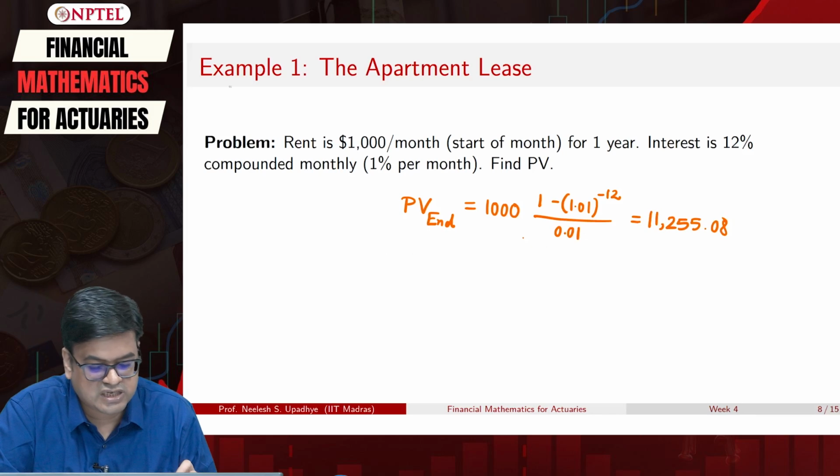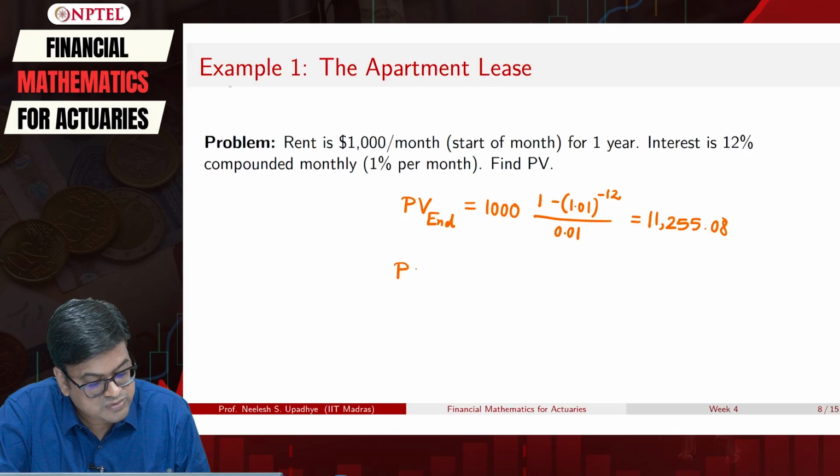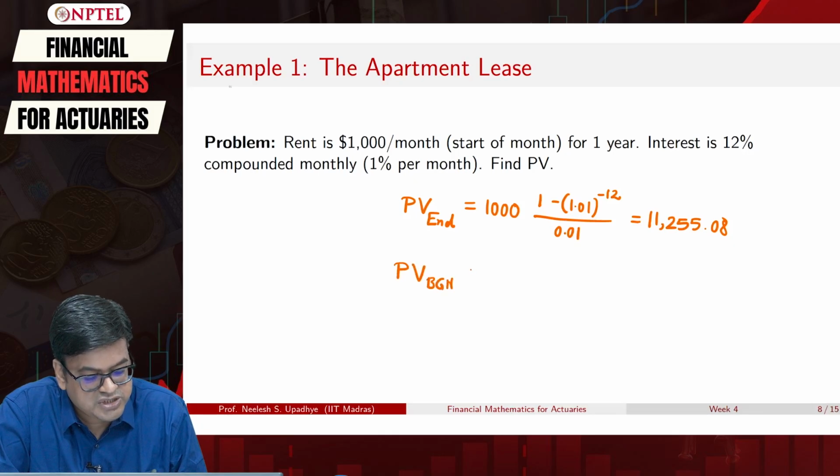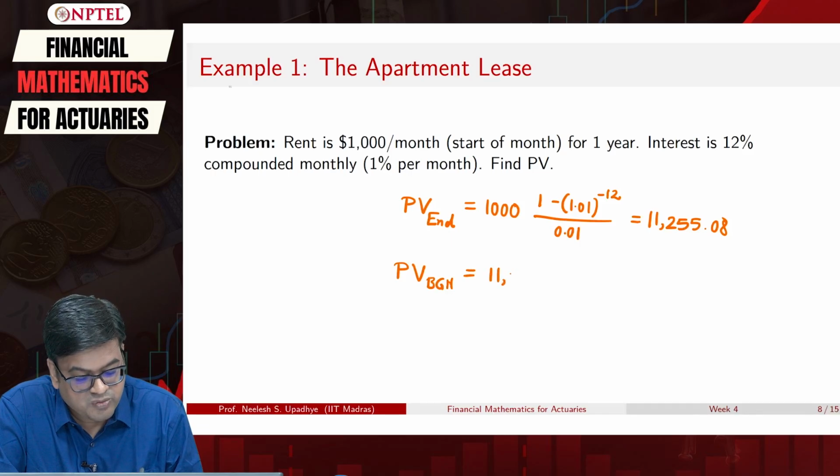And once I have this answer, what I have to do is, I want to start at the begin, right? So I have to go to PV begin in the BGN mode. So what I will do, whatever that number is, I have to multiply it with 1 plus i.